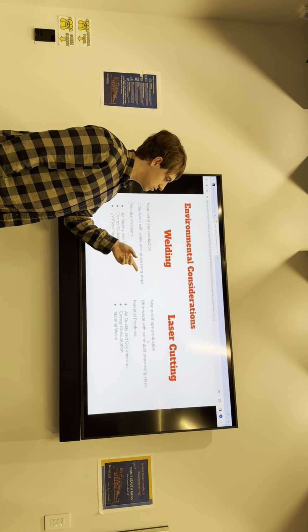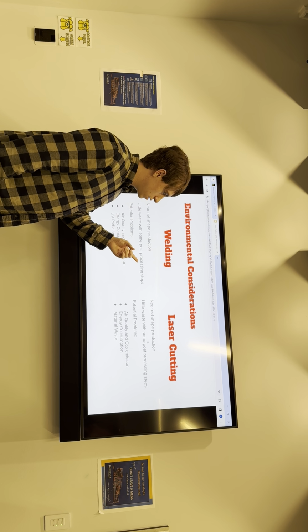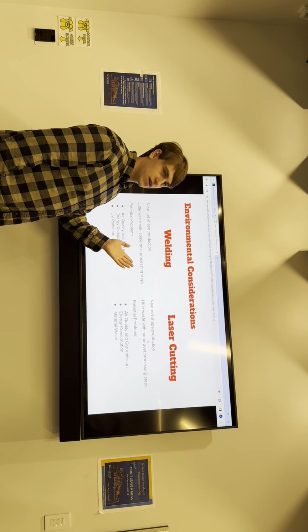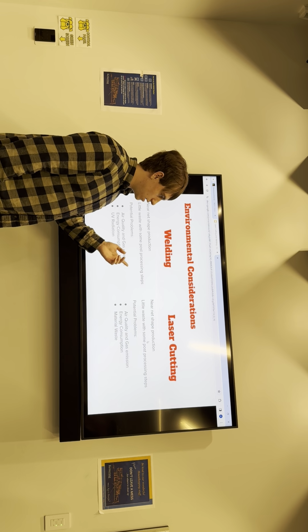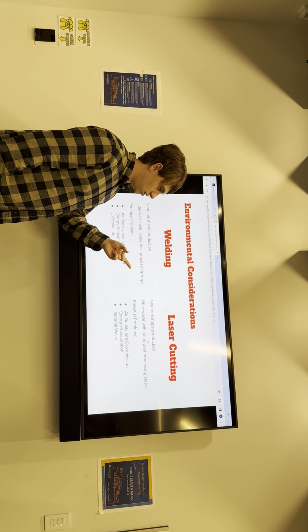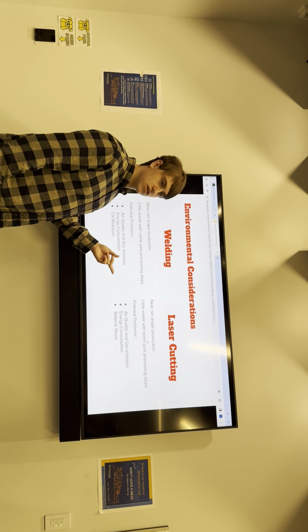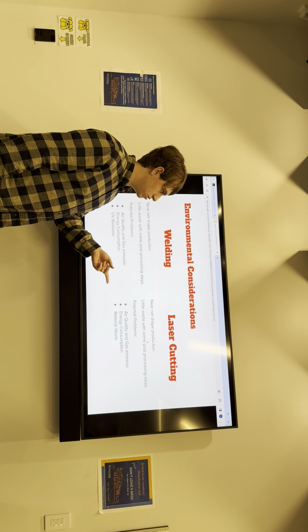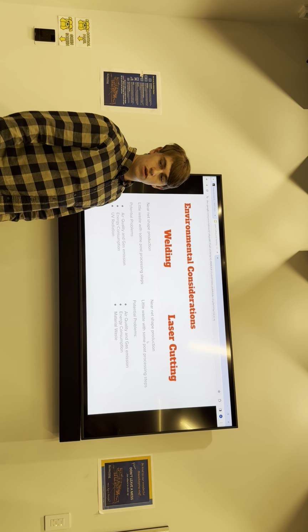Laser cutting is also near net shape production. Same thing, little waste, but some post-processing steps, and has similar problems with air quality and gas emissions, energy consumption, and a lot more material waste with laser cutting as opposed to welding.